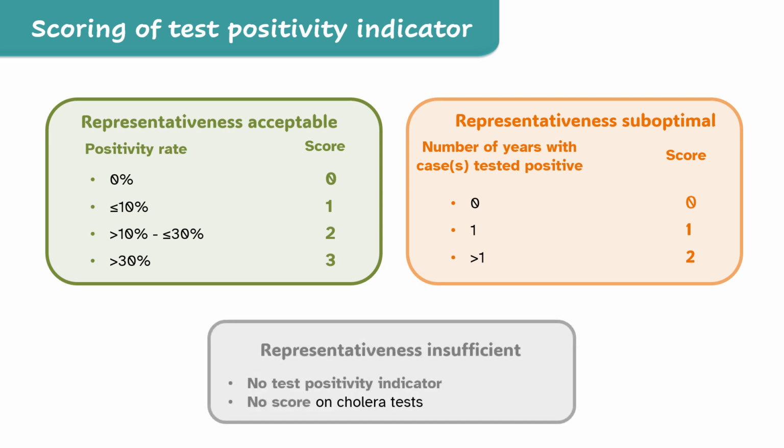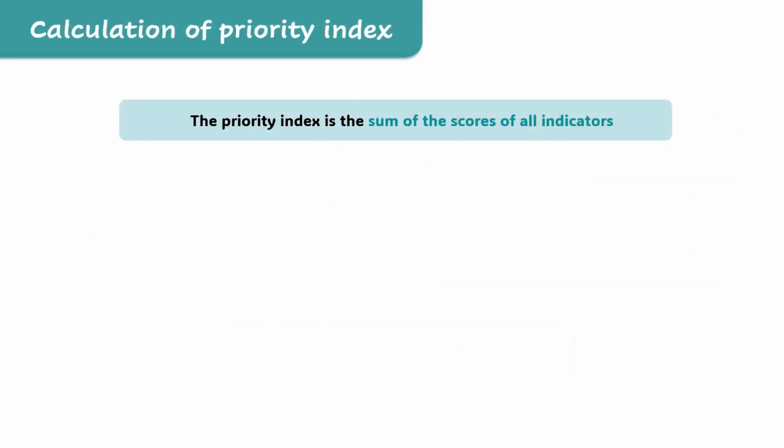If the representativeness of cholera testing is assessed as insufficient, no indicator on cholera tests is included in the priority index. In other words, there is no score on cholera tests in the priority index. Once epidemiological indicators, and if possible, an indicator on cholera tests have been scored, the priority index can be calculated. The priority index is simply the sum of the scores of all indicators.